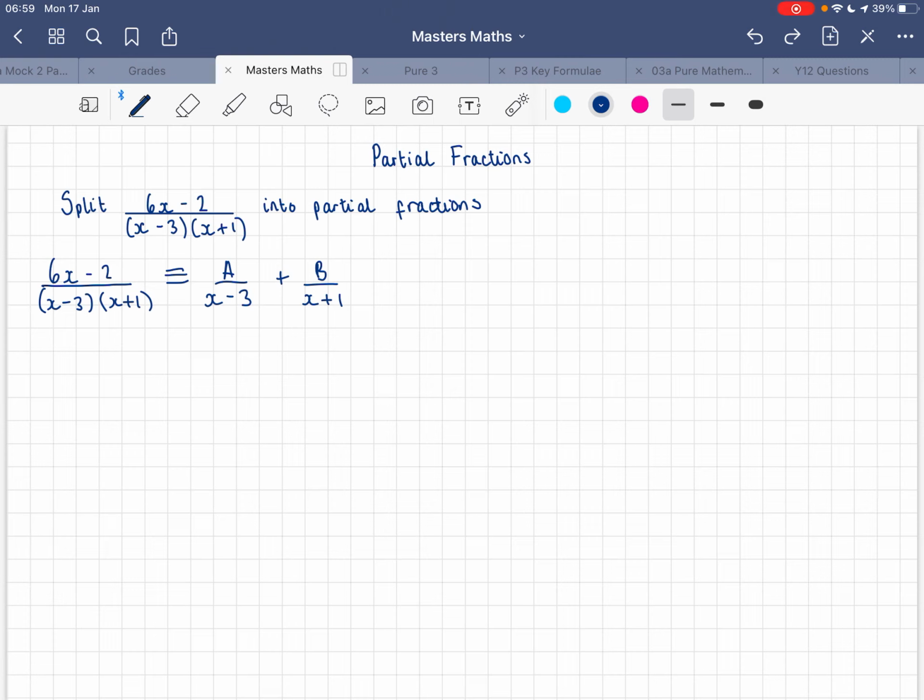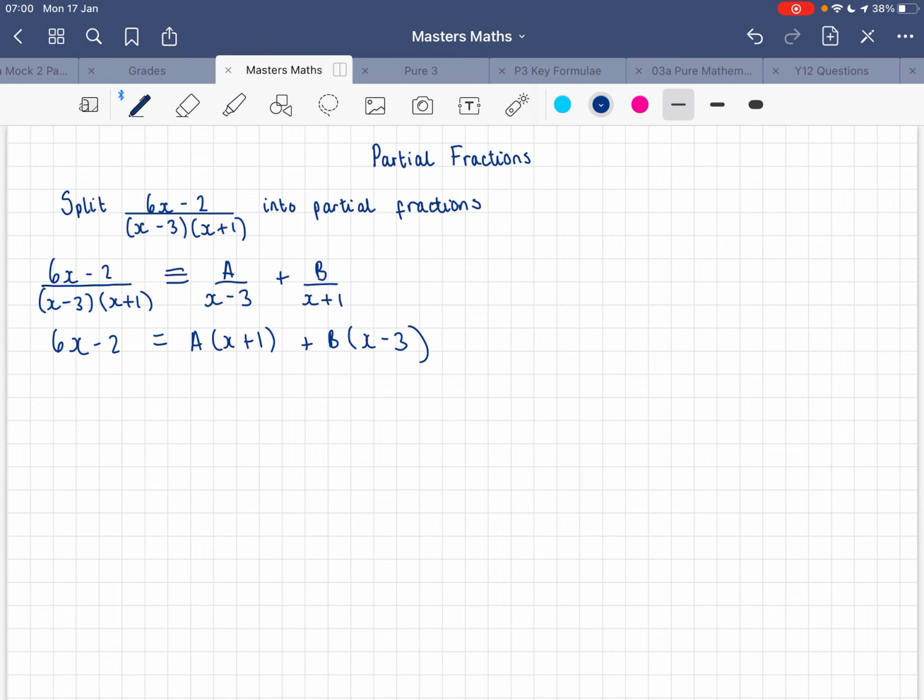So I'm going to multiply everything through by (x - 3)(x + 1), which means I'd cancel them both on the first fraction, leaving me with just 6x - 2. And then when I multiply A over (x - 3) by (x - 3)(x + 1), the (x - 3)'s would cancel, leaving me with A(x + 1). And similarly with B over (x + 1), the (x + 1)'s would cancel, leaving me with B(x - 3).